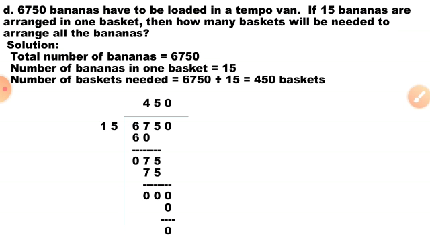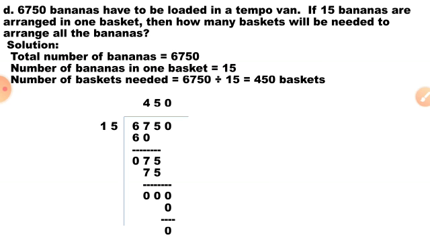Next is some 6,750 bananas have to be loaded in a tempo van. If 15 bananas are arranged in one basket, then how many baskets will be needed to arrange all the bananas? So let's write the solution for this. Total number of bananas, they already gave you, it is 6,750. Next, number of bananas in one basket, they already told you it is 15.